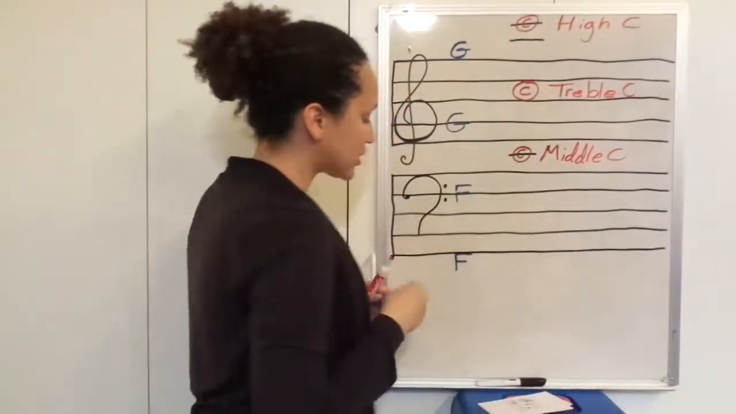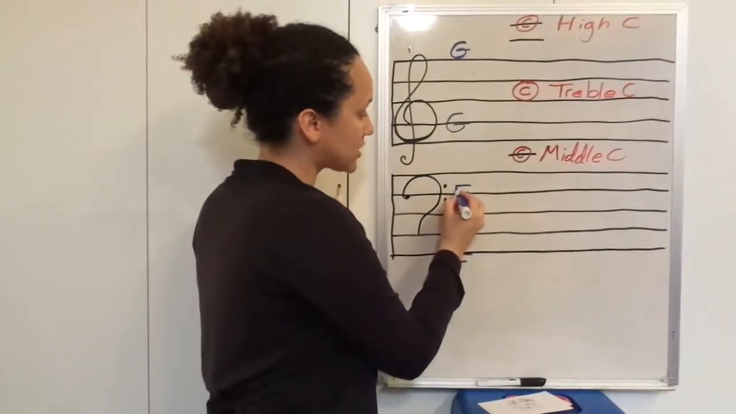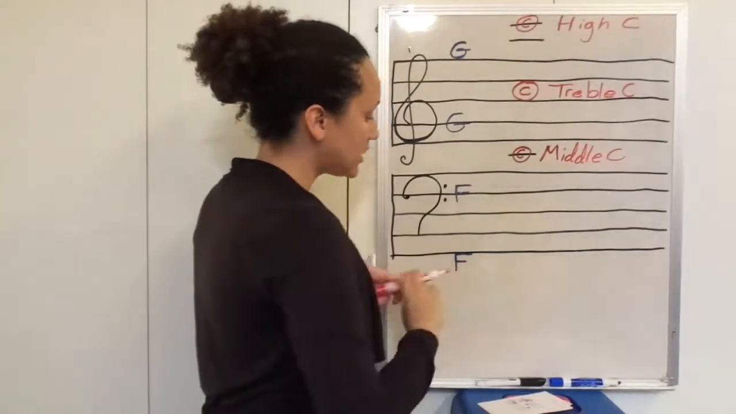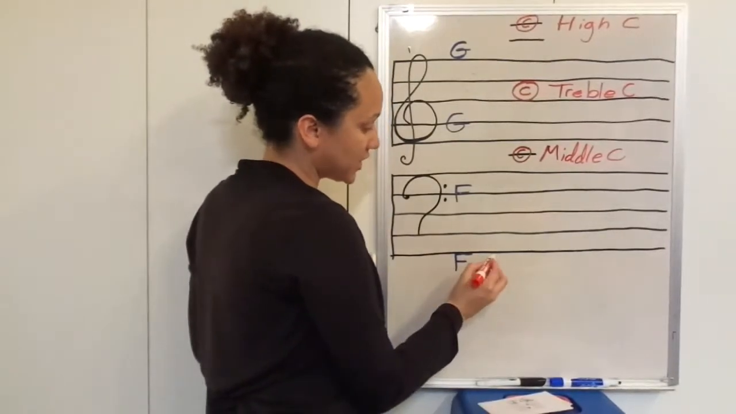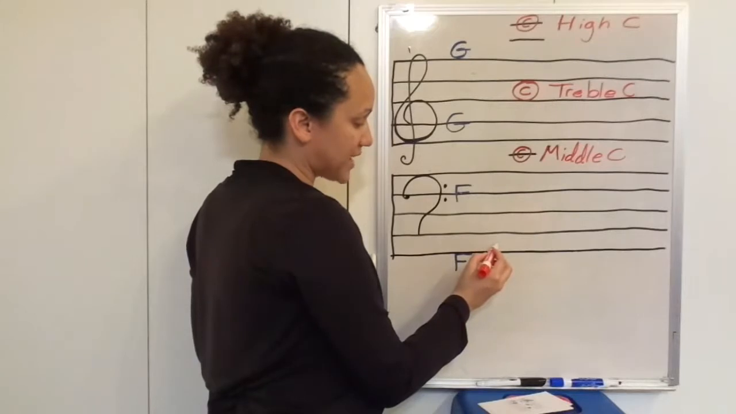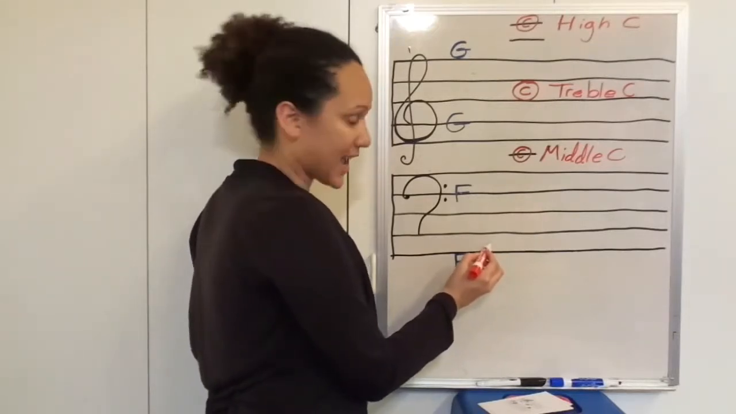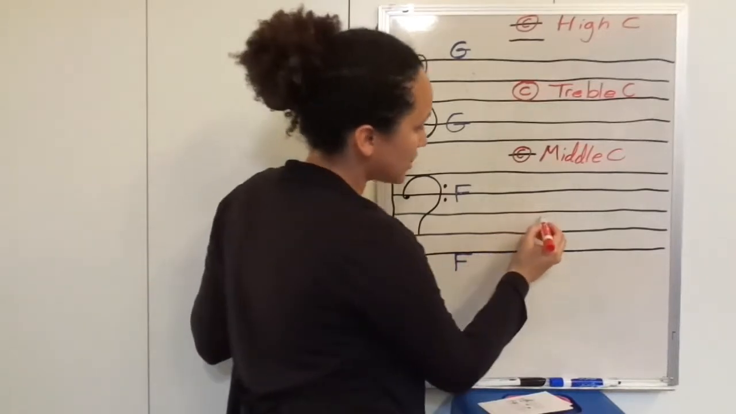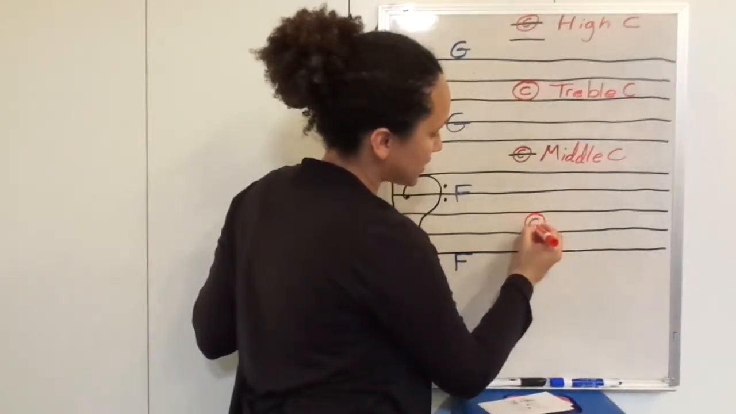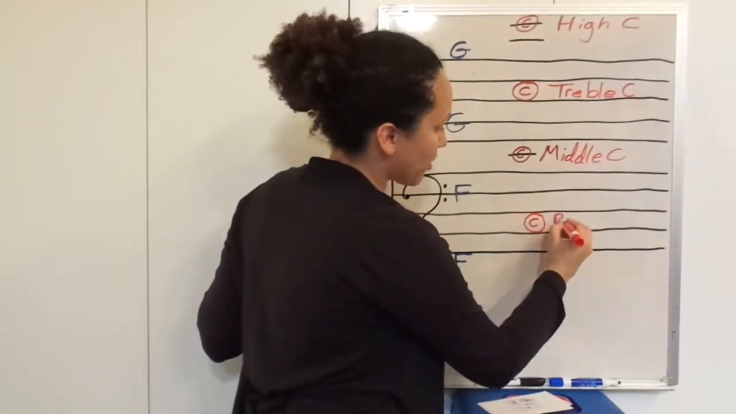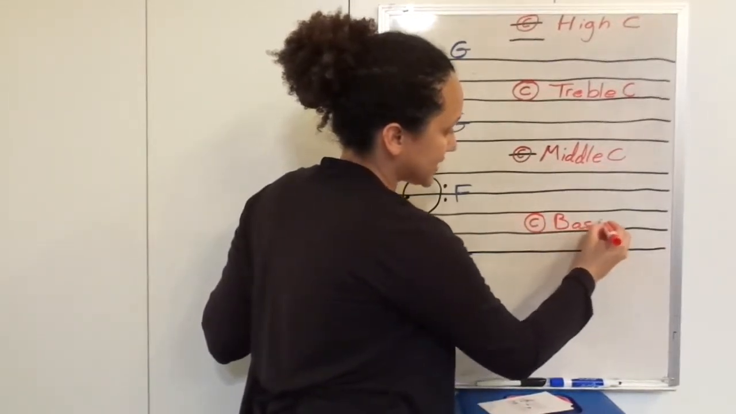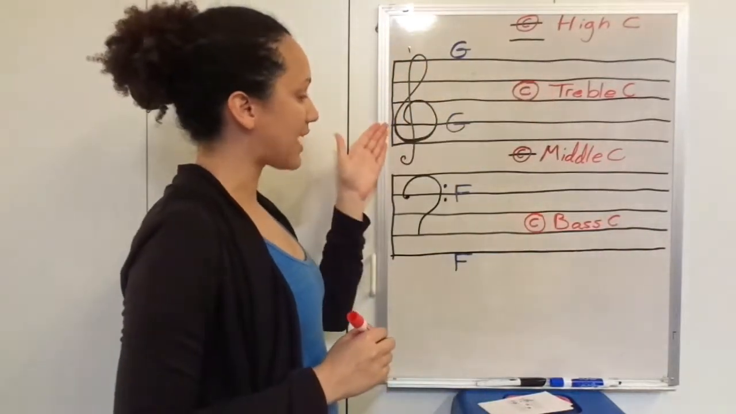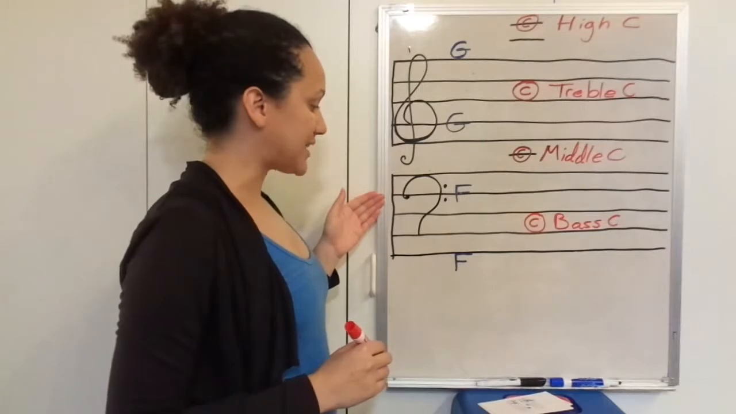Now let's go up from this F. So this F is on the space. The line would be G. The space would be A, because it starts the alphabet again. And then up would be B on the line, and then C would be on the space. So I'll put the C here, and we'll call this bass C, because it's on the bass clef. Just as treble C is on the treble clef, bass C is on the bass clef.